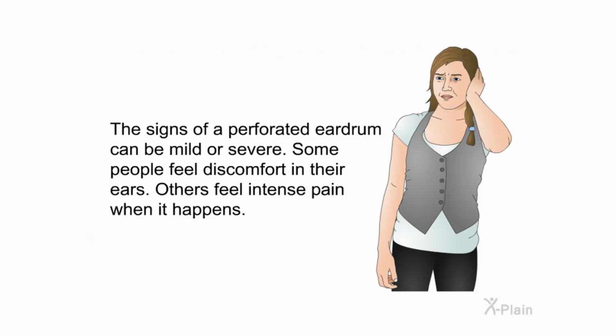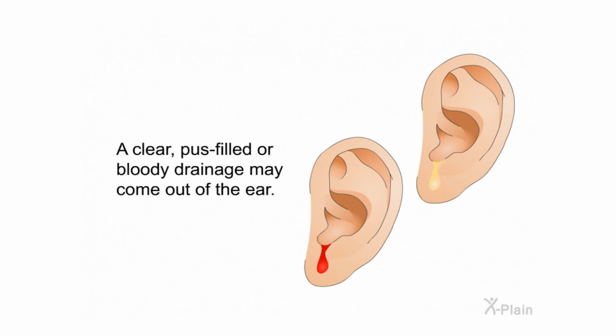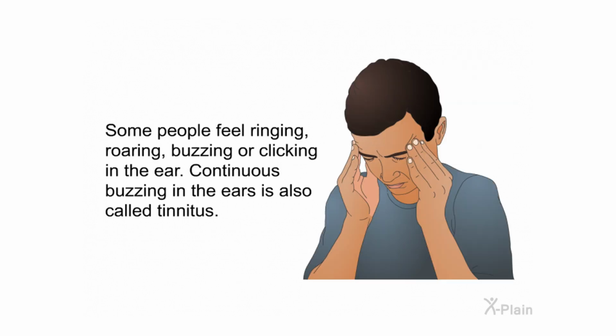Symptoms. The signs of a perforated eardrum can be mild or severe. Some people feel discomfort in their ears. Others feel intense pain when it happens. A clear, pus-filled or bloody drainage may come out of the ear. Some people feel ringing, roaring, buzzing, or clicking in the ear. Continuous buzzing in the ears is also called tinnitus.